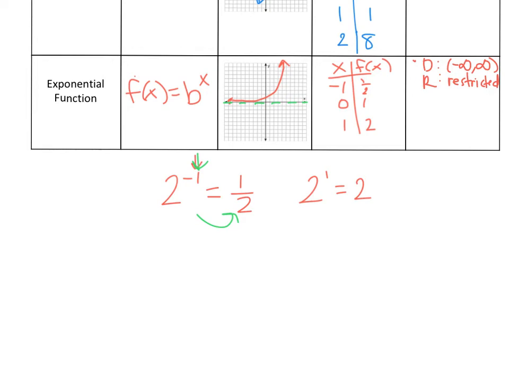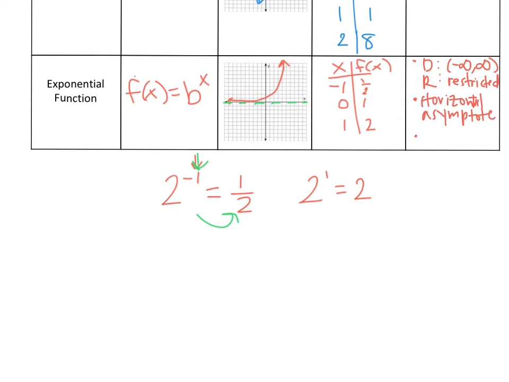So all exponential functions are going to have a horizontal asymptote. All exponential functions have a horizontal, if I can spell horizontal, asymptote. That'd be too slow sounding that out.